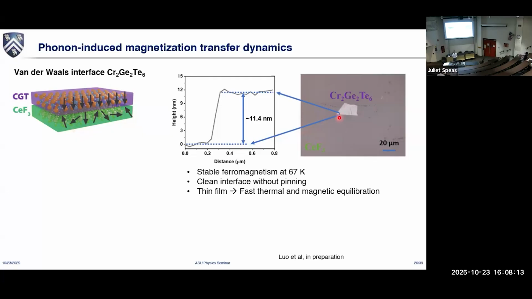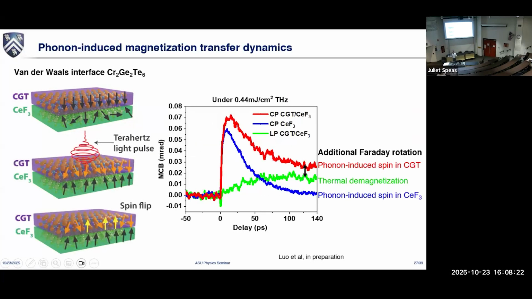So we just deposit some van der Waals 2D magnet onto our substrate, which has chiral phonons, and then see what happens if we create chiral phonons within the material.